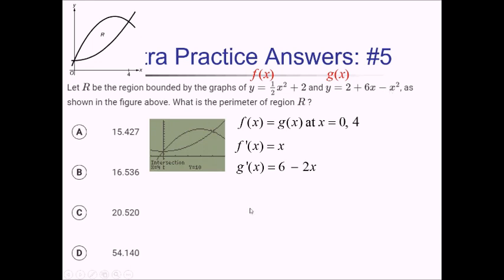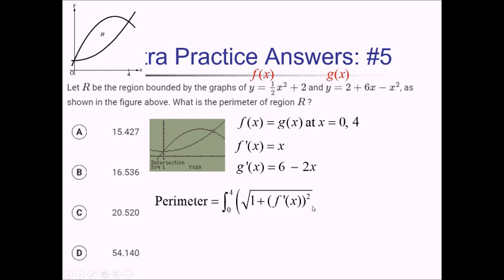So now for my arc length, and this is actually for my perimeter now, I'm going to have an integral from 0 to 4 of the square root of 1 plus f prime squared dx, and I'm going to have pretty much the same thing but with g prime instead. Let me just show you the f one first. So we have the square root of 1 plus f prime of x squared.